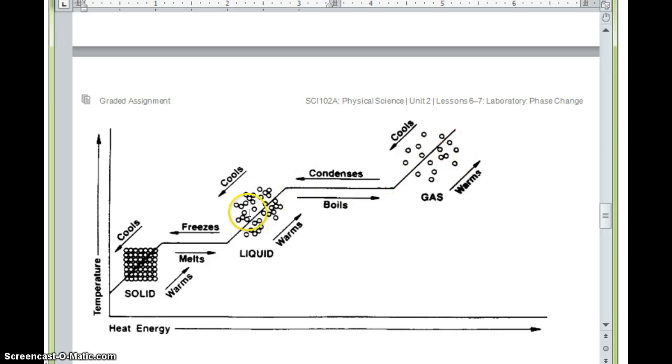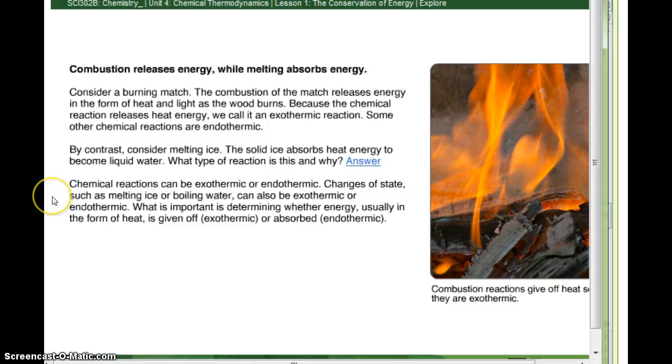Getting rid of energy is exothermic. When the liquid molecules get rid of energy to be slower and become solid, it's freezing, and again, it is exothermic. Chemical reactions can be exothermic or endothermic. Changes of state such as melting ice or boiling water can also be exothermic or endothermic. What is important is determining whether energy, usually in the form of heat, is given off, exothermic, or absorbed, endothermic.